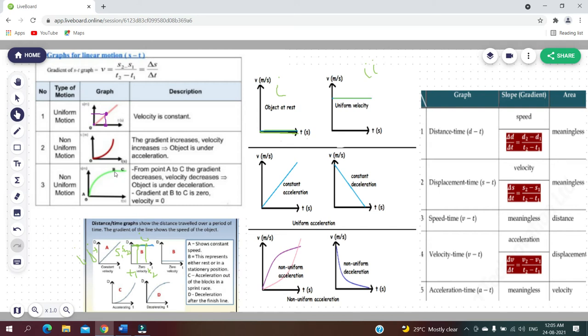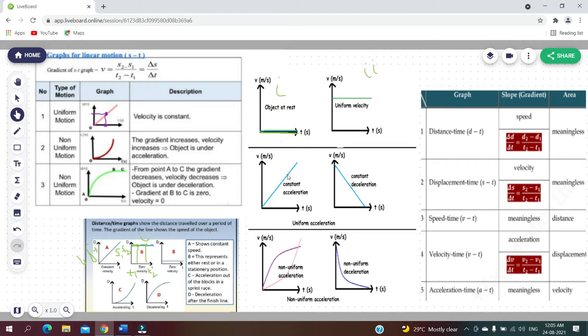From B to C we can see a flat line, so the slope is 0. The slope of the distance time graph is 0, which means velocity is 0. This will be the graph when velocity is 0. This is the graph when velocity is having some constant value. It will be above the time axis. It will not be on the time axis, it will be above the time axis. This is about the 3 kinds of displacement time graph.